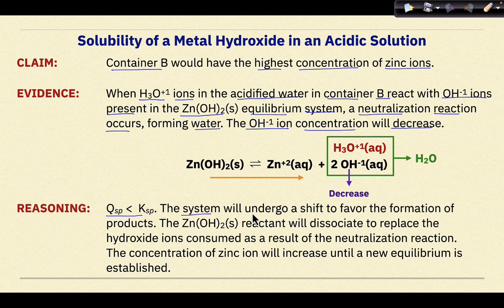The system will undergo a shift to favor the formation of products, as we can see by this orange arrow right here. The Zn(OH)2 solid reactant will dissociate to replace the hydroxide ions consumed as a result of the neutralization reaction. The concentration of zinc ions will increase until a new equilibrium is established.